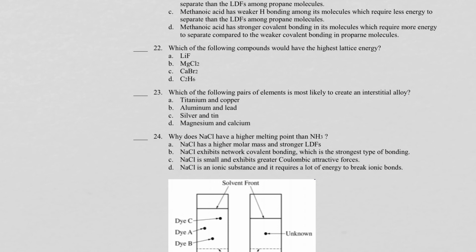And if we look at the size of Mg2+ and Cl- compared to Ca2+ and Br-, that would lead us to pick B, because the Mg2+ ion is smaller than the Ca2+ ion, and chloride is smaller than bromide. So the Mg2+ ion would be closer to the Cl- ion, and that would be a greater attraction, which would have a higher lattice energy.